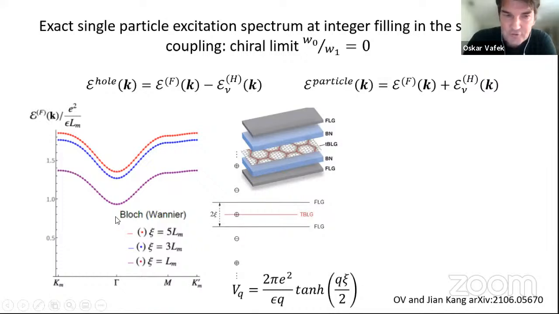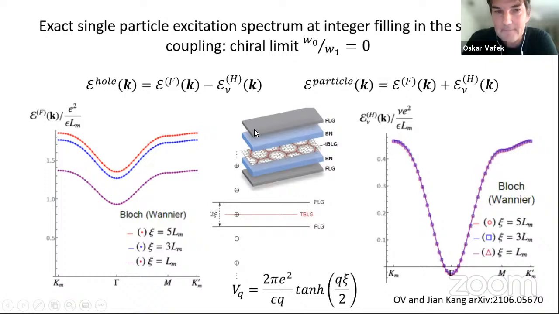So for now, I want you to focus on just the solid lines, which are a result of a calculation in the Bloch basis. The dots are actually a calculation performed by Wannierizing this problem, which I will discuss in just a second. And as you see, there's perfect agreement. So you can definitely Wannierize this problem in 2D, so 2D localized.